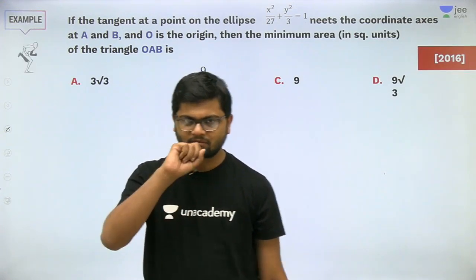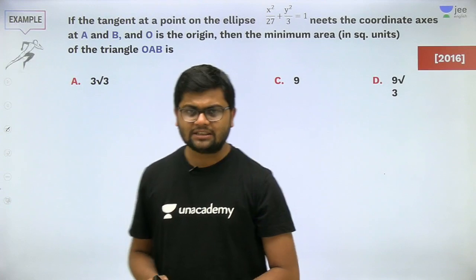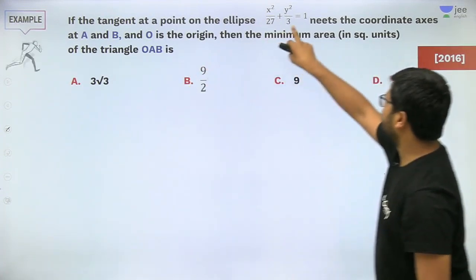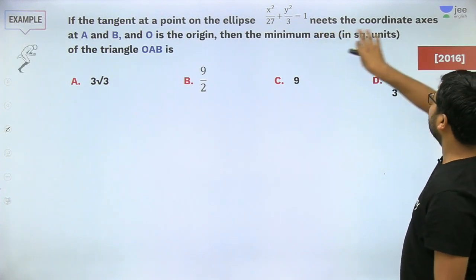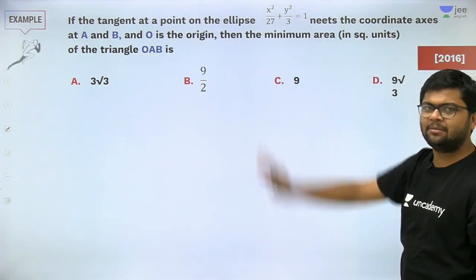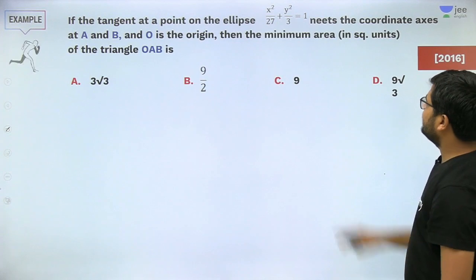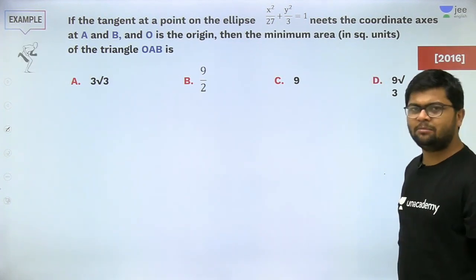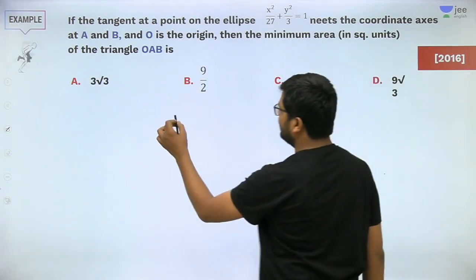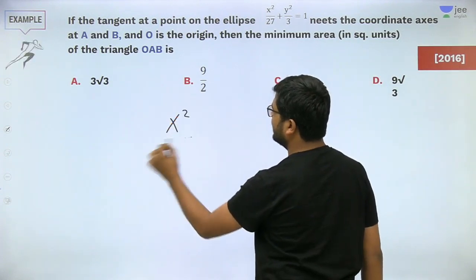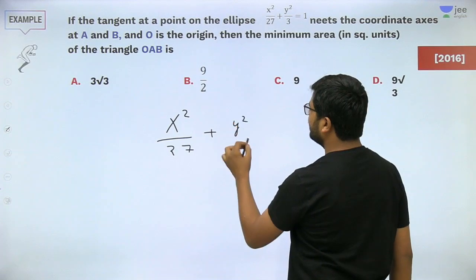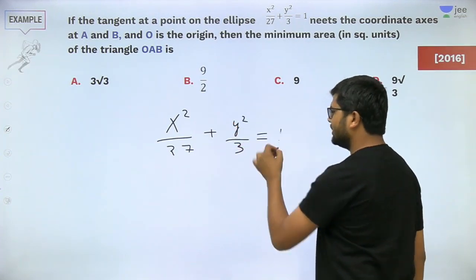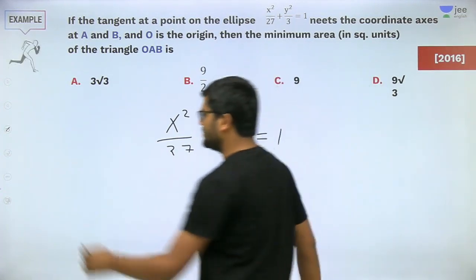So let's start. If the tangent at a point on the ellipse x square upon 27 plus y square upon 3 equal to 1 meets the coordinate axis at A and B, and O is the origin, then we need to find the minimum area of triangle OAB. So first of all, we are given an ellipse x square upon 27 plus y square upon 3 equal to 1. I hope this is clear to everyone.